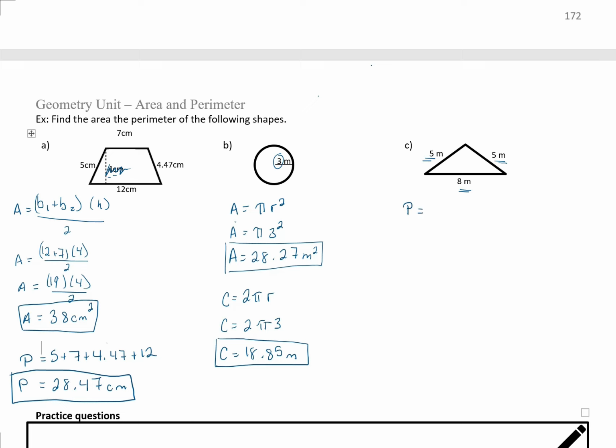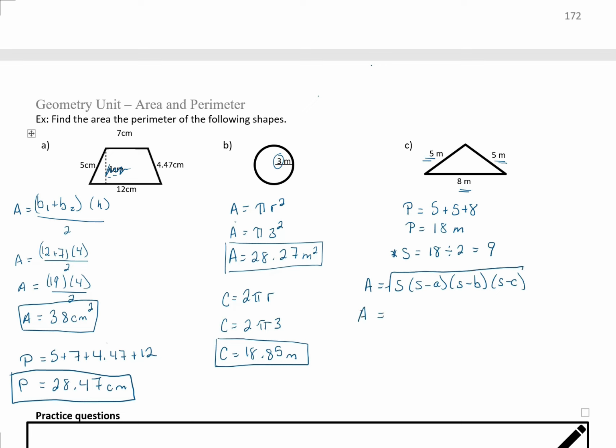All right, the perimeter of this triangle, 5 plus 5 plus 8. So our perimeter is 18 meters. If our perimeter is 18 meters, then S, our semi-perimeter, is 18 divided by 2, which is 9. And now we can use this in our formula for area. Area equals, I'll put the square root in after, S times S minus A times S minus B times S minus C, and we'll take the square root of this whole thing.